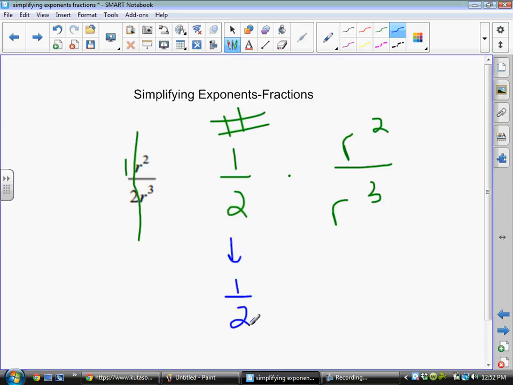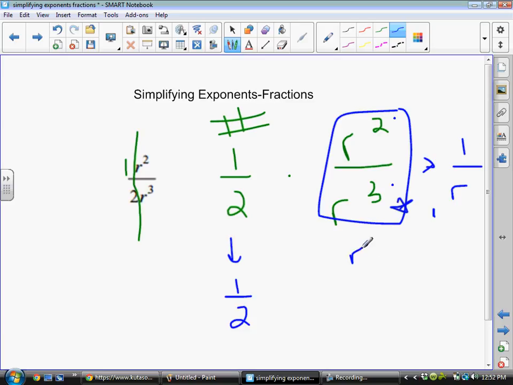So for my variables, or for the letters, I'm going to think about this in the other way I suggested, thinking about where there are more r's. 2 versus 3. Well, there's more here. How many more? 2 versus 3, there's 1 more down here. So really, this is going to result in an r being on the bottom and a 1 on the top. Nothing, but we don't really say nothing, we just have a 1 up there. Okay, so think about where there are more.